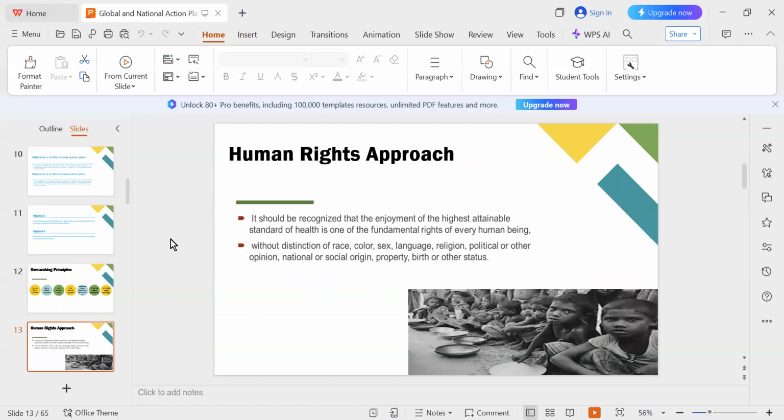It should be recognized that the enjoyment of the highest attainable standard of health is one of the fundamental rights of every human being, without distinction of race, color, sex, language, religion, political or other opinion, national or social origin, property, birth, or other status.